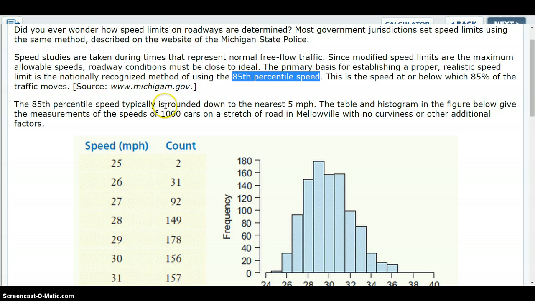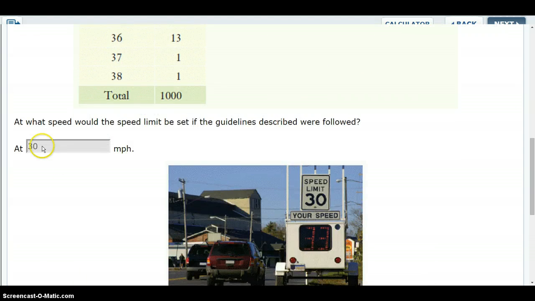However, that would be an awkward speed limit to write, so we're going to round down to the nearest 5 miles per hour. So 32 would get rounded down to 30 miles per hour. Okay.